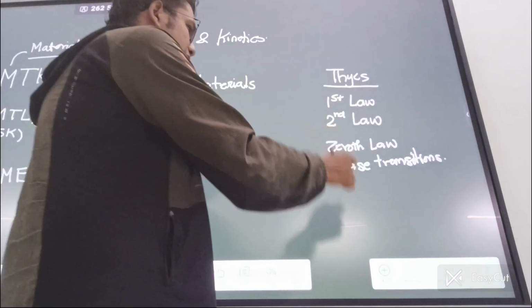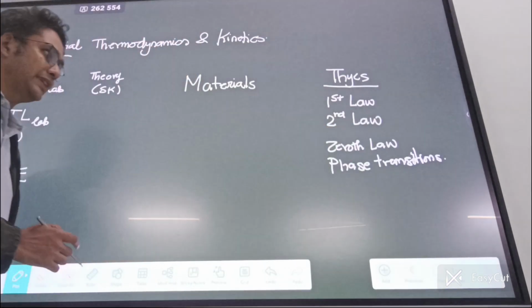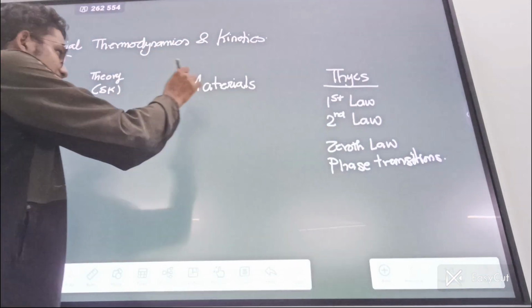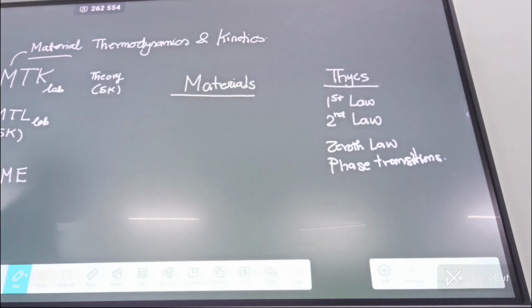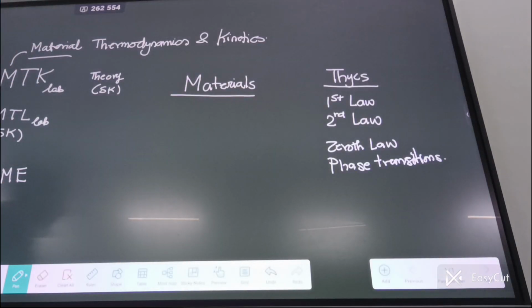So on and so forth related to all these things. Okay. Now, what about materials? How can you classify the different types of materials? Okay. So, the classification comes, there are different ways by which you can classify.